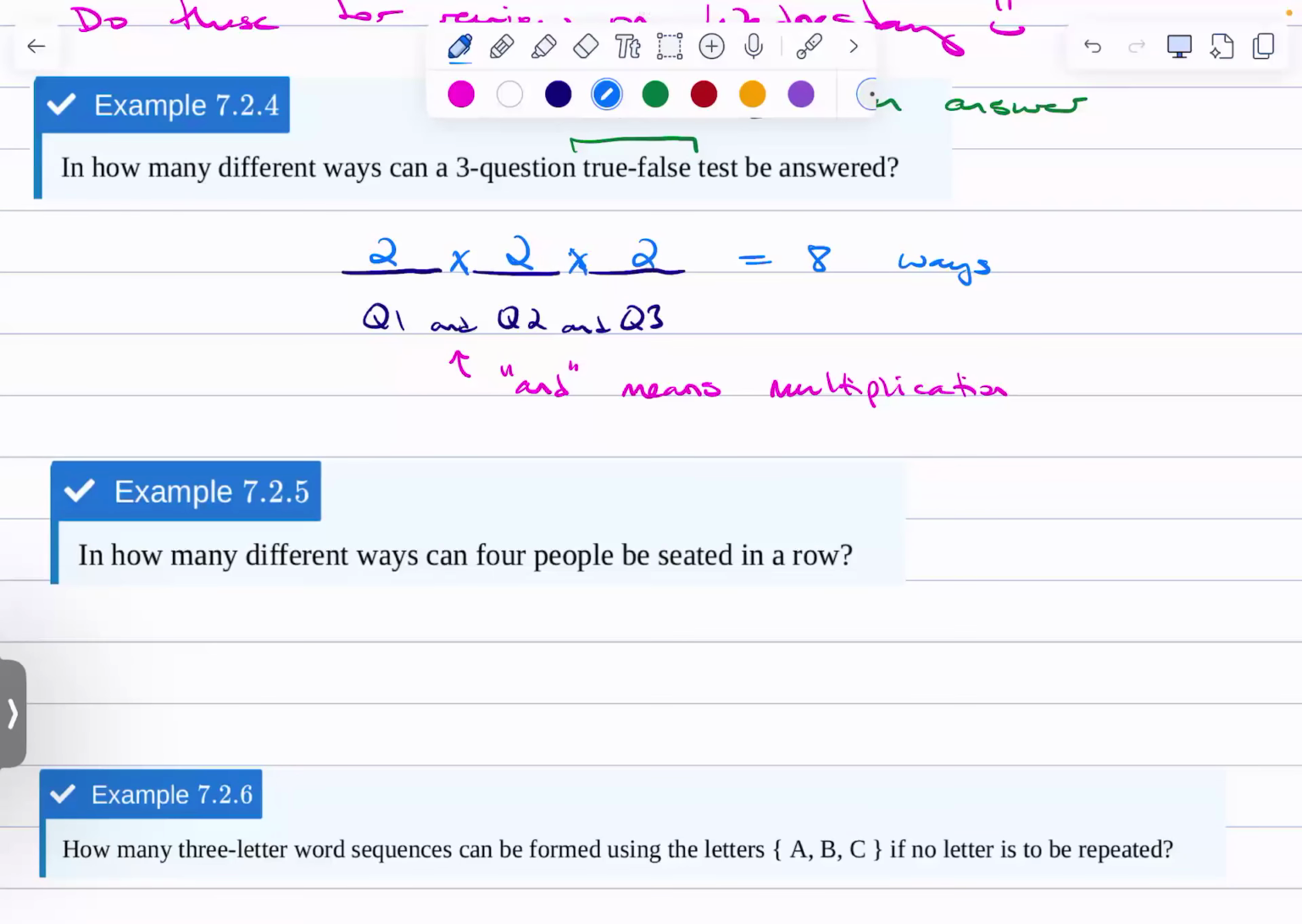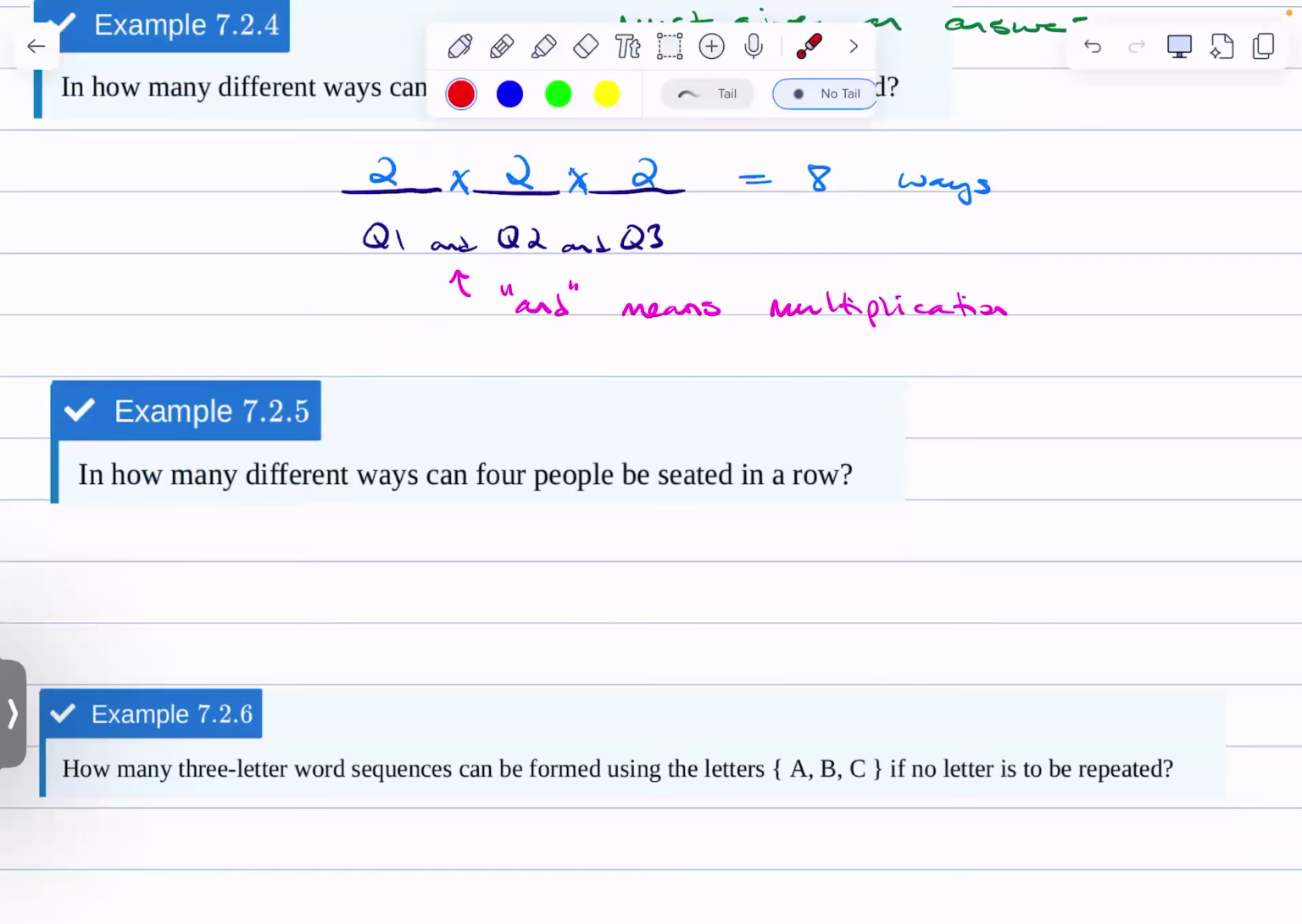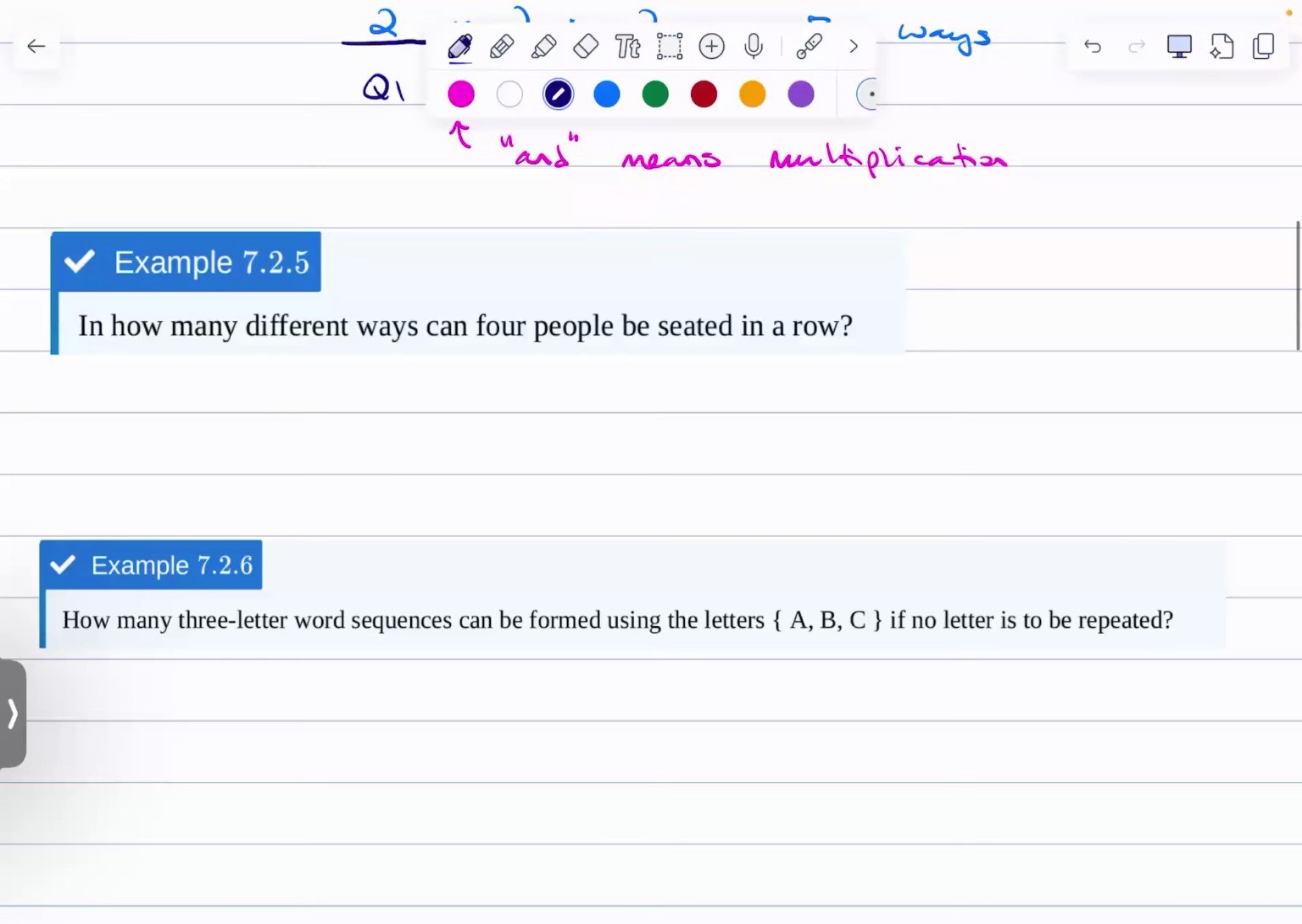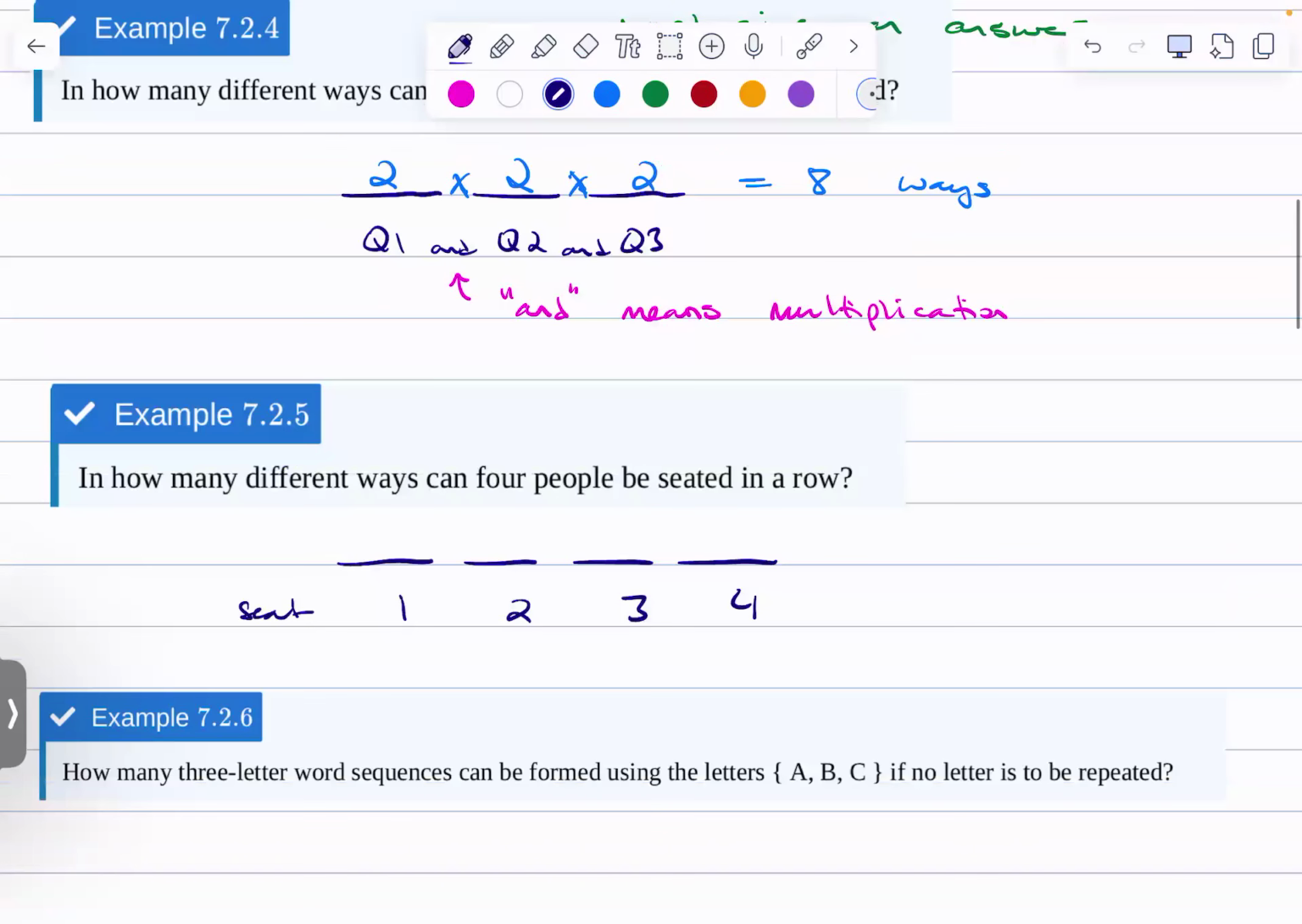Any questions about that one? Now, this one is just slightly different. What's this one going to look like? In how many different ways can 4 people be seated in a row? So now I have 1, 2, 3, 4 seats. Let's say seat 1, 2, 3, 4. When I'm drawing the slots, you can just assume that you're going to multiply through.